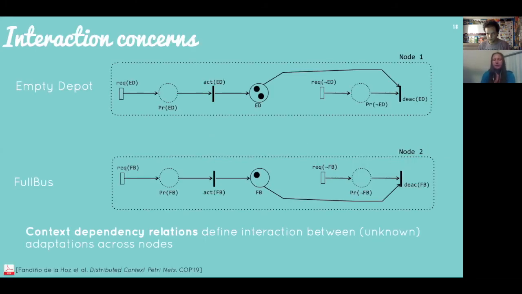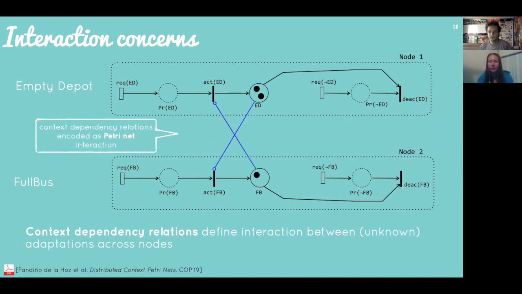In the distributed context patternets model, each context is defined as a node. And here we have two such nodes. One is full bus and the other one is depot empty. Now, normally when you have a full bus context active, that means that no more passengers can get onto that bus and you need to send out an extra bus to serve that route. Since the depot is empty, there are no additional buses to be sent, so that adaptation can't happen. So the relationship between these two adaptations is defined as exclusion, since they can't happen at the same time.